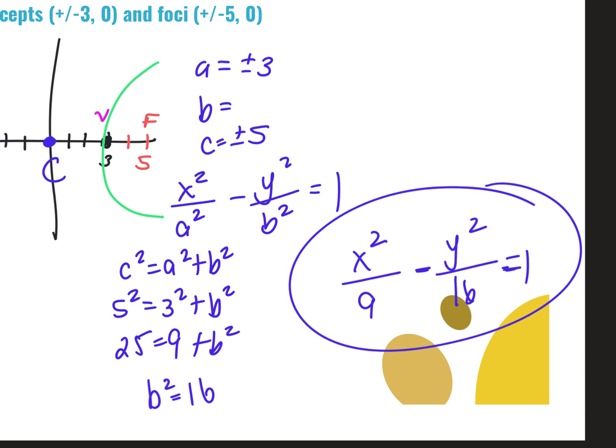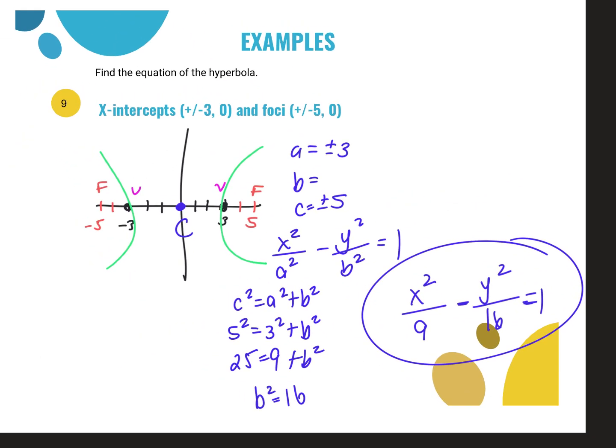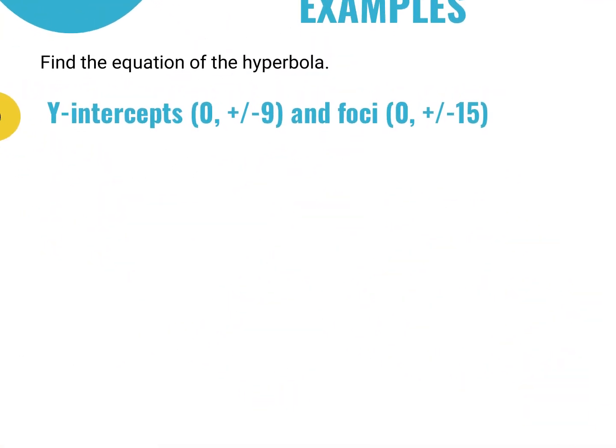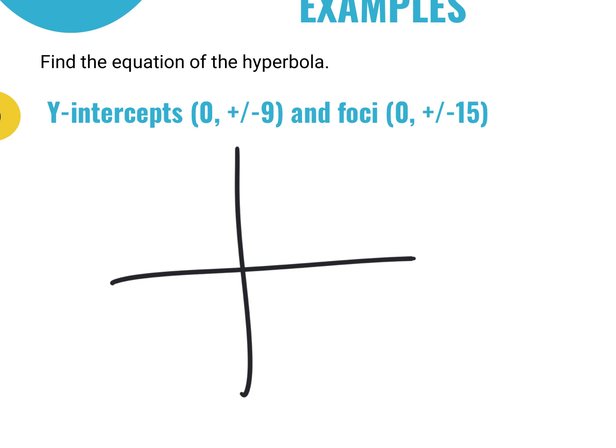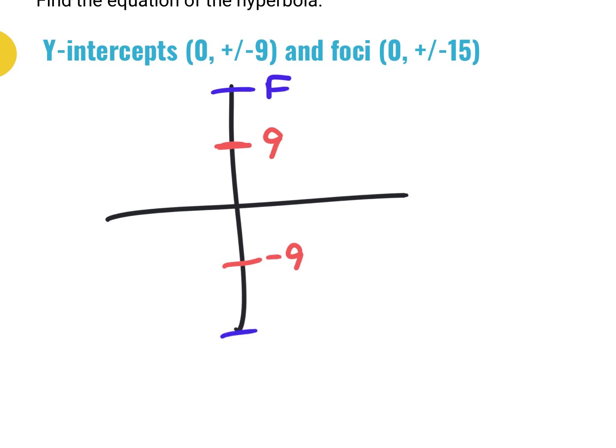You guys just really have to practice. My A value is center to vertex. My C value is center to foci. Got to practice that. All right, one more, and then we'll finish up tomorrow. Same type of information they gave us. Let's draw it. I'm not going to put it exactly on the graph because I'm not going to make 15 tick marks, but notice what I do here. They tell me that the y-intercepts are at positive 9 and negative 9, and that I have foci at positive 15 and negative 15.